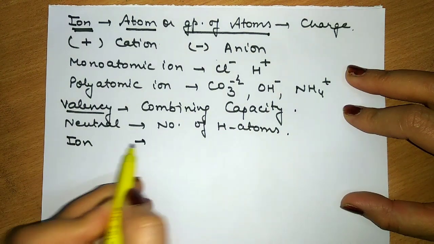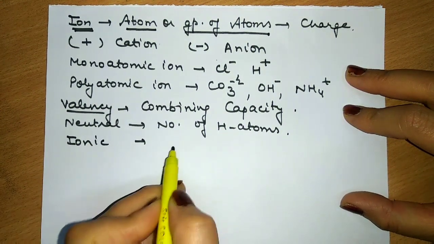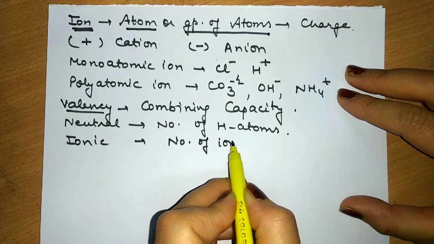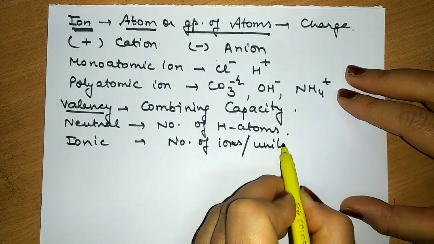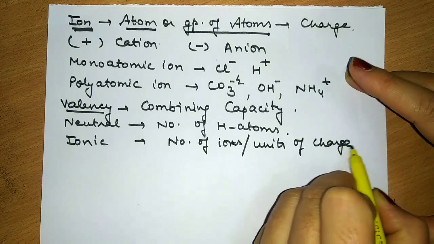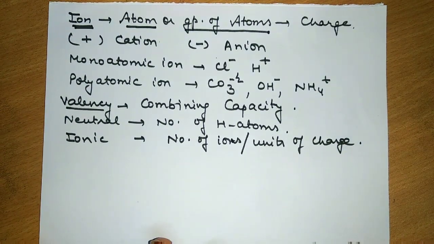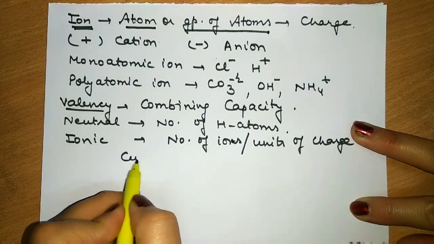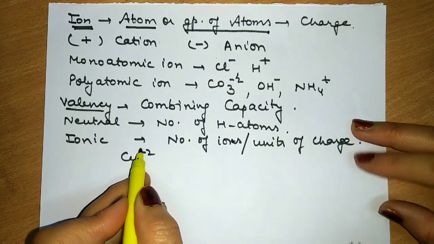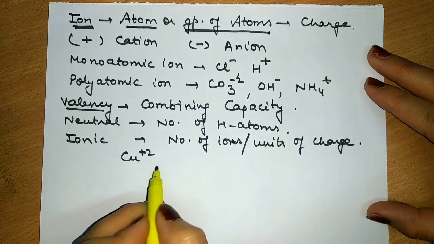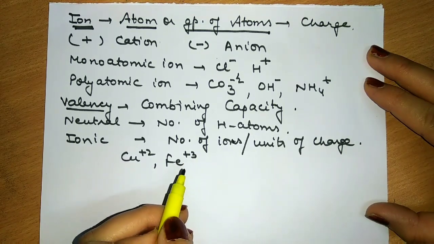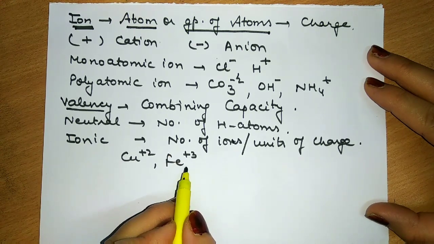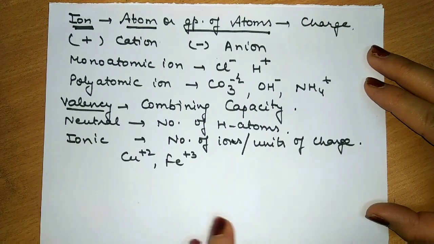If it is an ion, or ionic compound, then we count valency as the number of ions or units of charge on the ion. Ion पे कितना charge present है, कितने unit charge present है, that is the valency for any ionic compound. So suppose I'll be having Cu plus 2. So its charge is plus 2, its valency is plus 2. Suppose I'll be having Fe plus 3. So its charge is plus 3. Okay. So for an ionic compound, the charge is actually the valency.